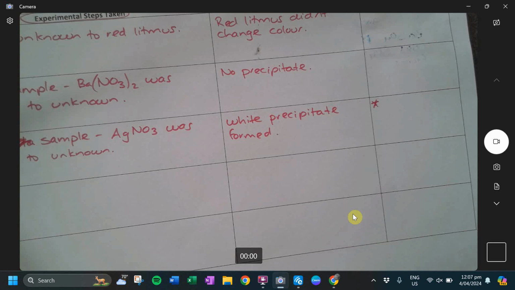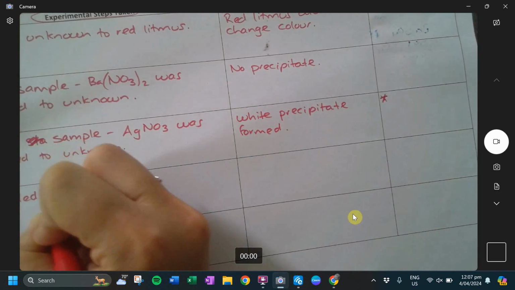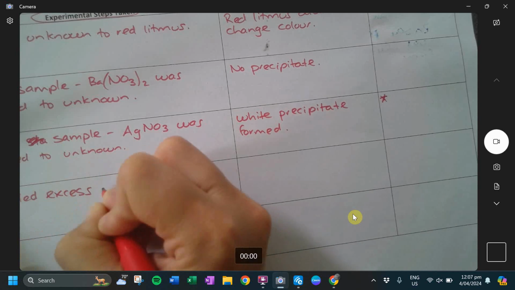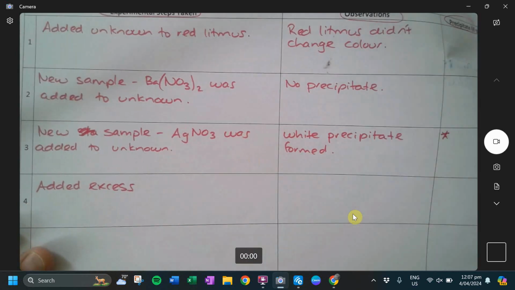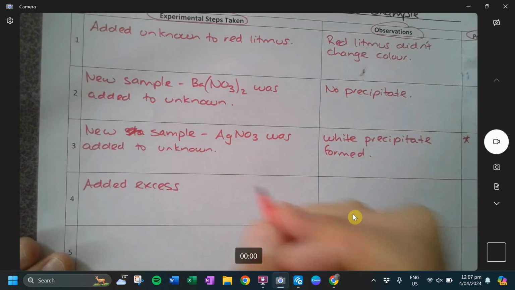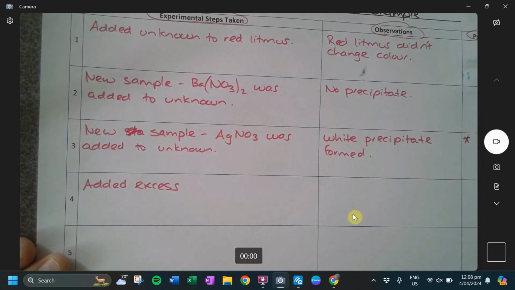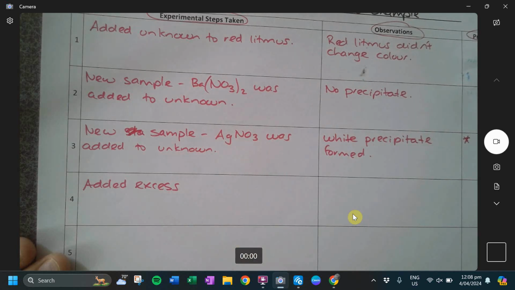So we added excess. Oh, it smells like hairline. Yeah, it does, because ammonia is a cleaning product. It's ammonia. No, waft. Don't sniff. Do that if you want to smell it.